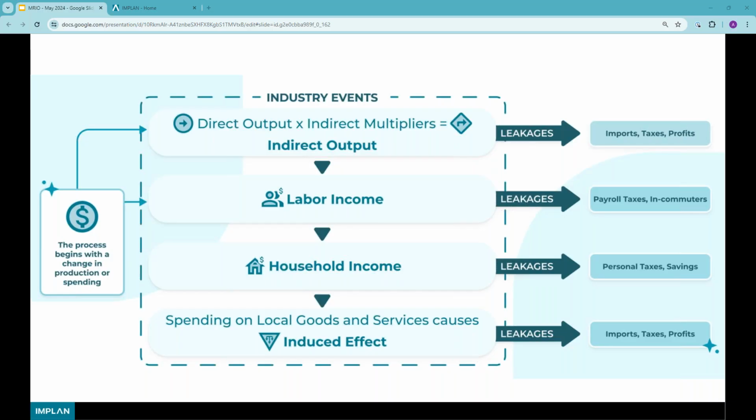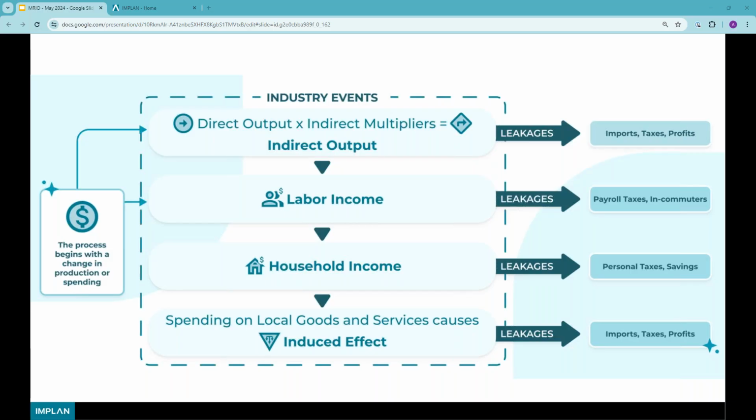So again, thinking about those supply chains, right? But not all of the commodities, those goods and services in our supply chain, are going to be sourced locally. Some are going to be imported to the region. These are considered leakages, right? As those dollars leave the region and become income to a producer in another region.